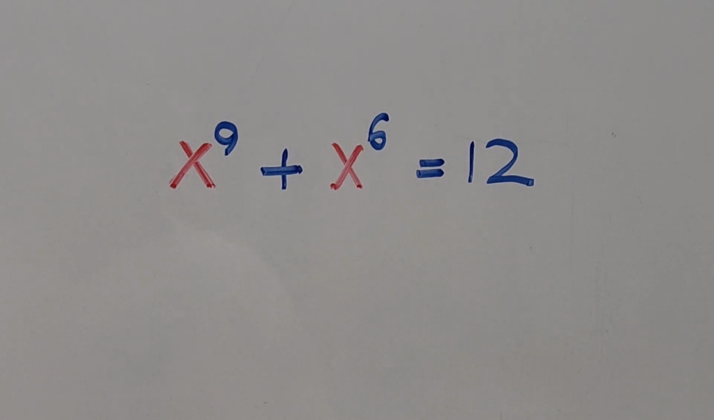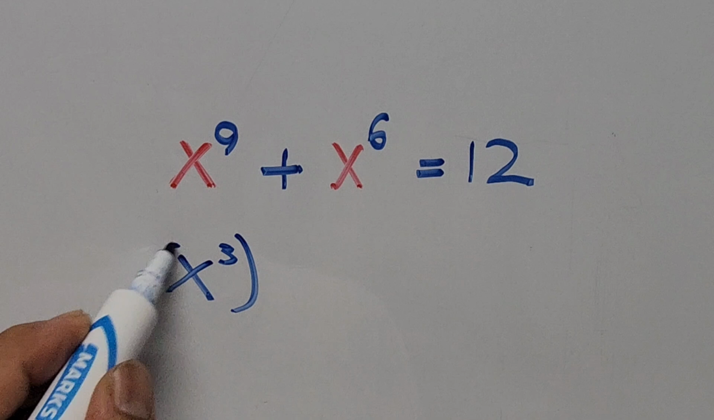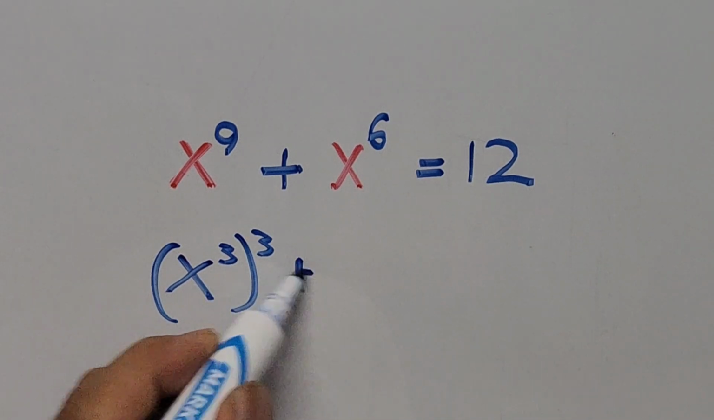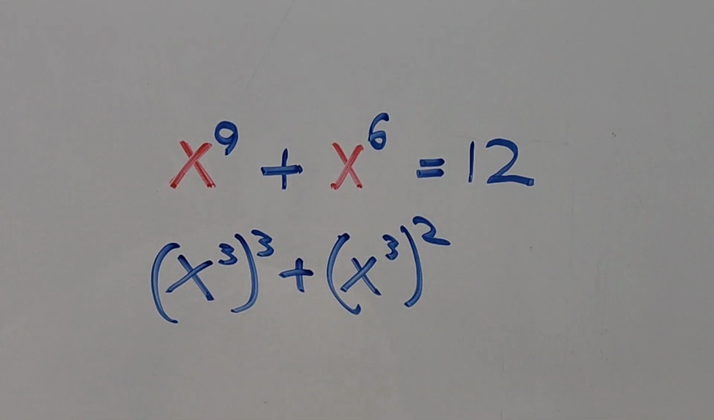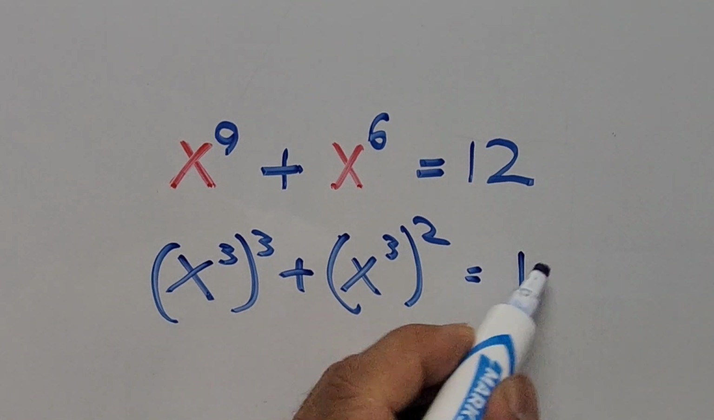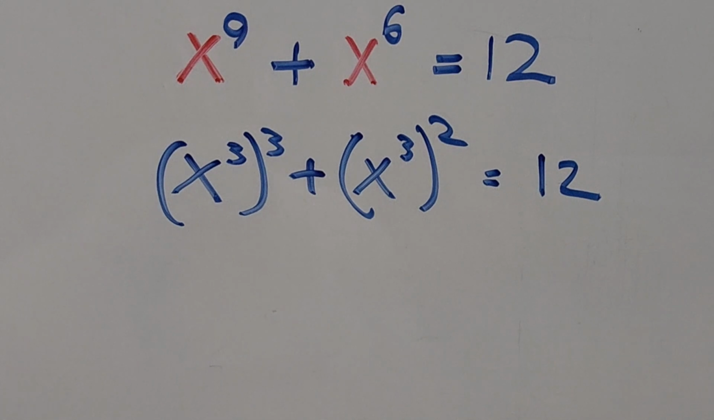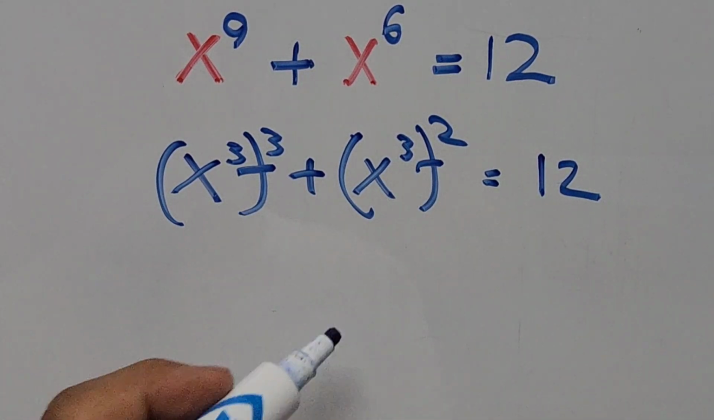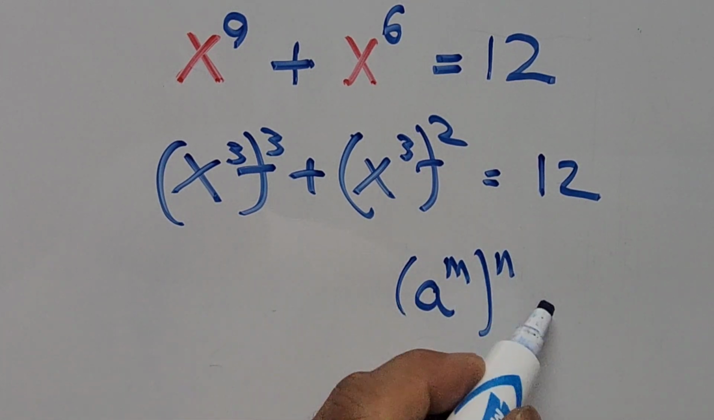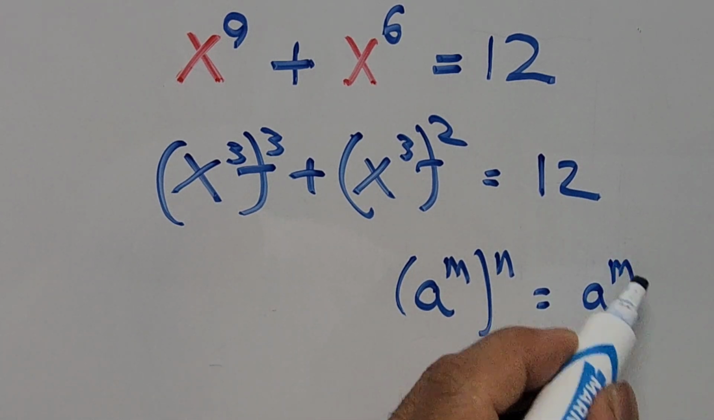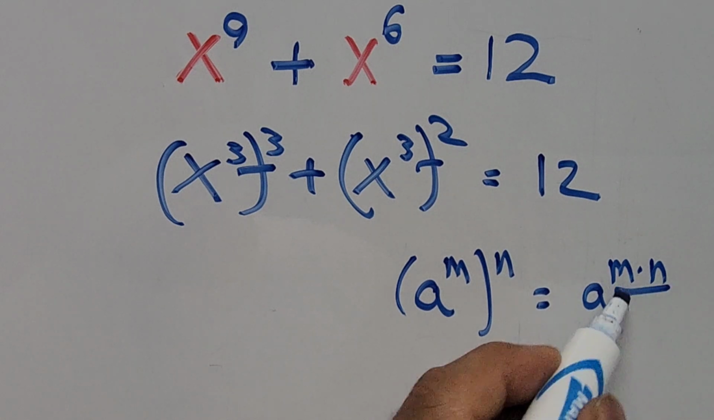Based on that relationship of the exponents, we can relate one term to the other, based on their exponent, right? So the first term can be written as x to the power of 3 raised to the power of 3, and the second term can be written as x to the power of 3 raised to the power of 2. And the last term, you just copy the constant term on the right. So the exponents get multiplied, right? From the exponent formula, if we have a raised to the power of m raised to the power of n, it is the same as a raised to the power of m times n. That means we're multiplying the exponents.